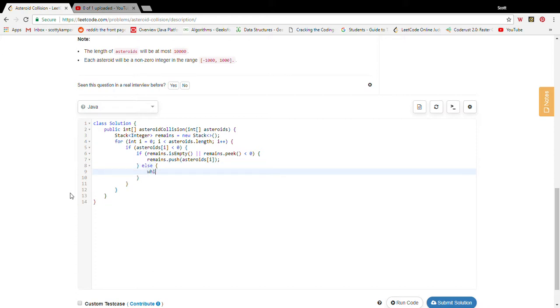Otherwise, that's not the case. While the remains is not empty, and the element at the top of the stack is greater than 0, signifying that the element at the top of the stack is moving to the right, and the absolute value of the asteroid that we're currently processing is greater than the value at the top of the stack.